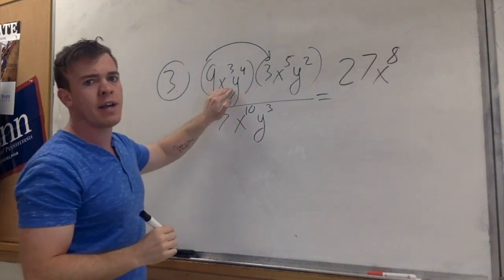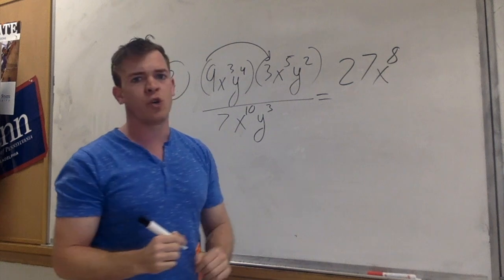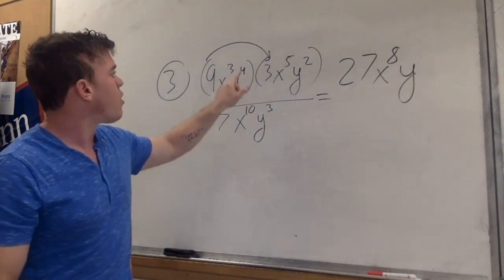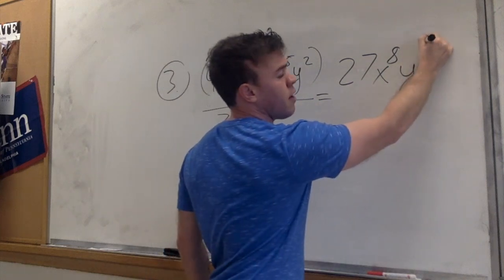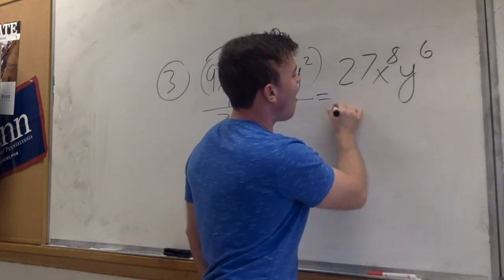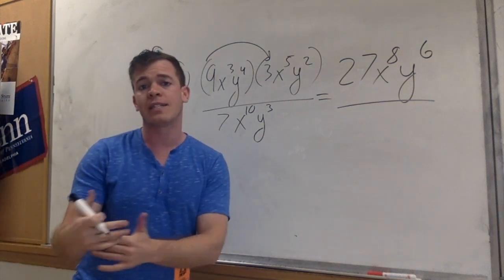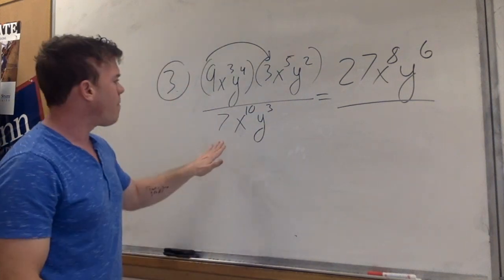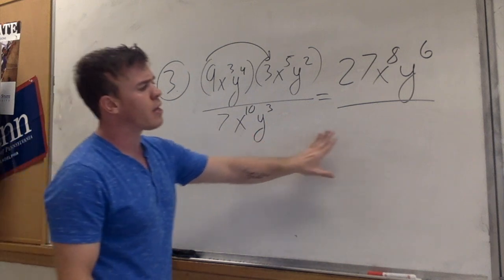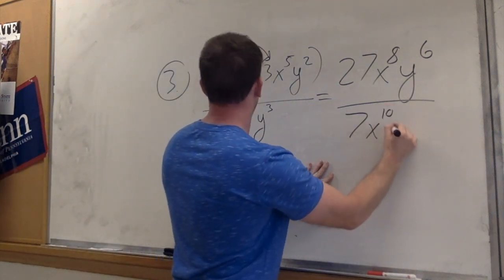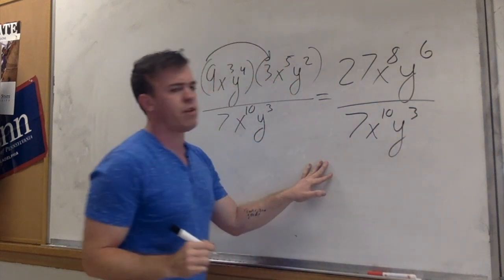Now from here we have y to the 4 times y to the 2, and we know that we will add when multiplying the bases. So 4 plus 2 gives us y to the 6, all over. And then you have to ask yourself, should this bottom stay the same or should it change? Well, there's nothing going on here, so we're just going to copy it exactly as we see it. We have 7x to the 10, y to the 3.